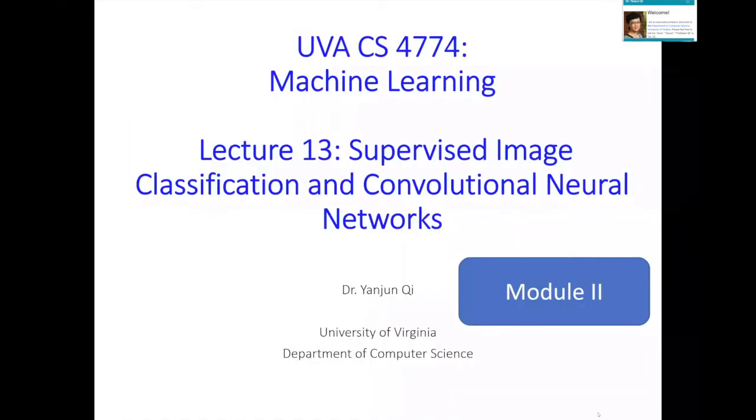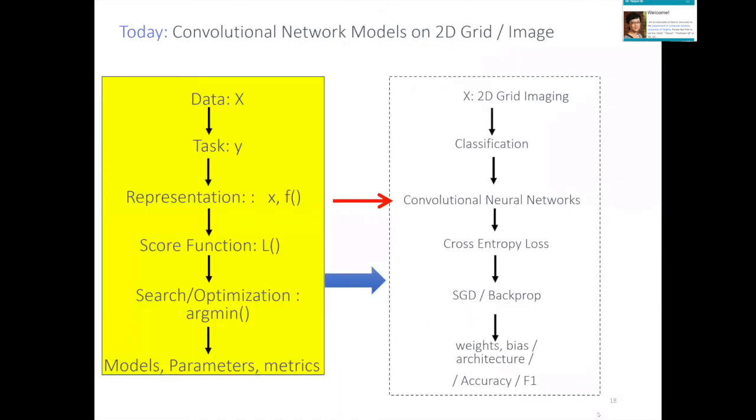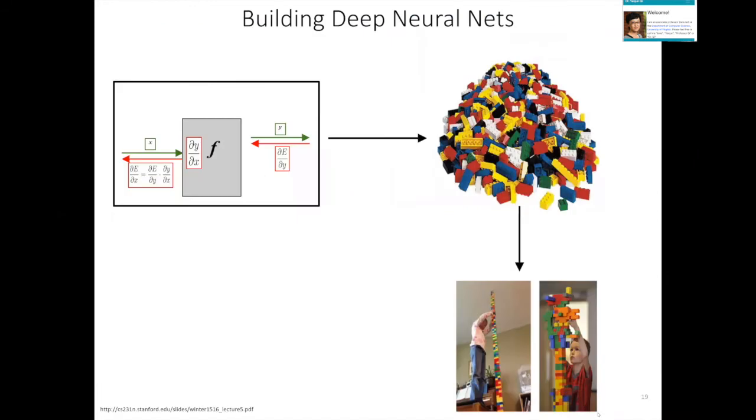Okay, so this is the second module of lecture 13, convolution neural nets and image classification. Very important. So we actually talked about this backprop, right?